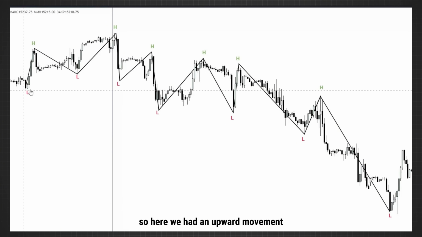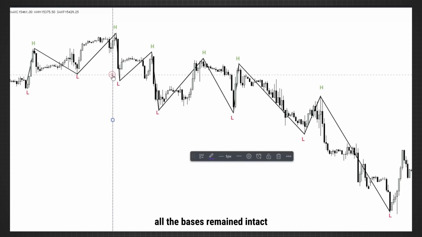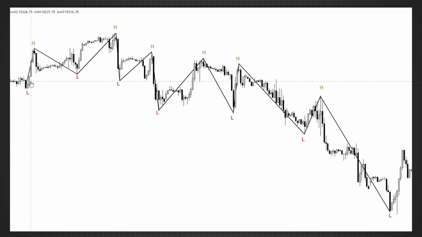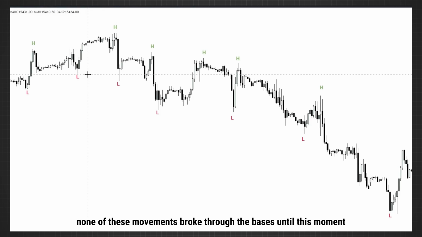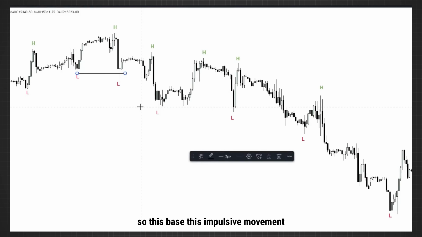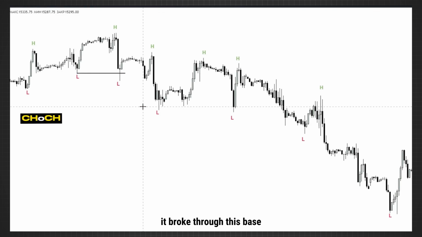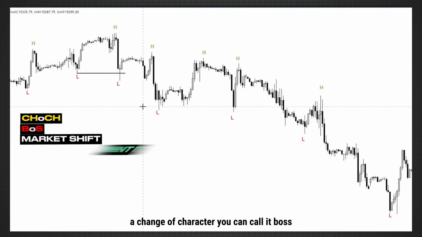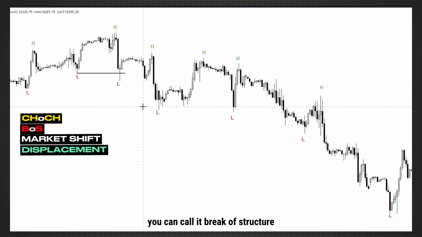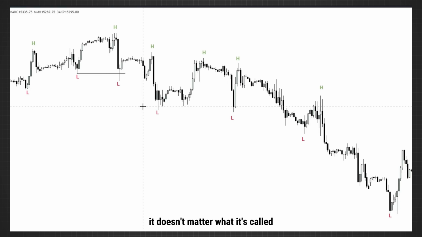So here, we had an upward movement. All the bases remained intact. None of these movements broke through the bases until this moment. So this base, this impulsive movement, it broke through this base. I mean, how do I label it? Some people call it a CHoCH, a change of character. You can call it BOS, you can call it break of structure, you can call it market shift, you can call it displacement. It doesn't matter what it's called, it's the essence that counts.